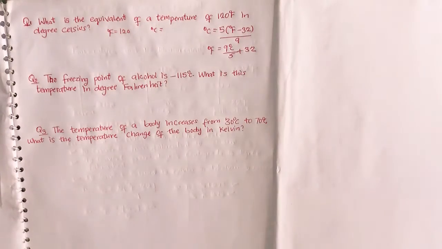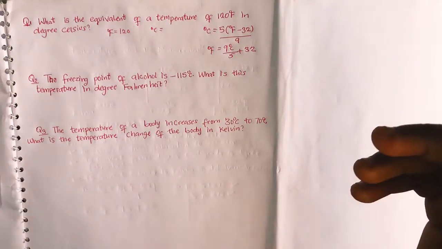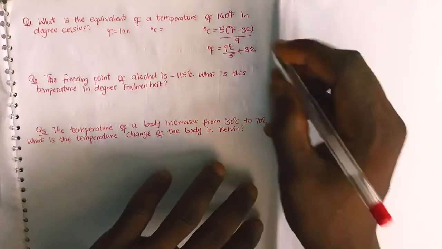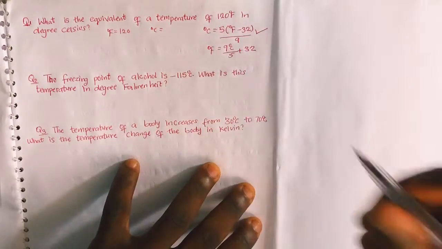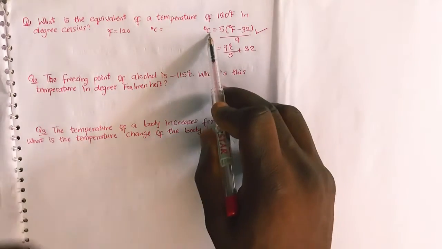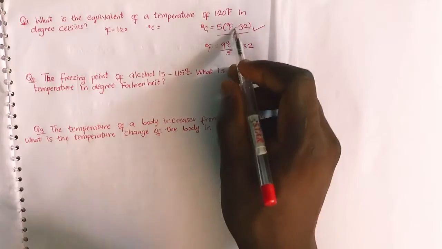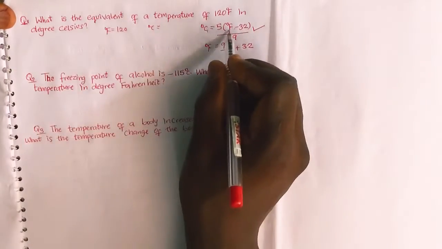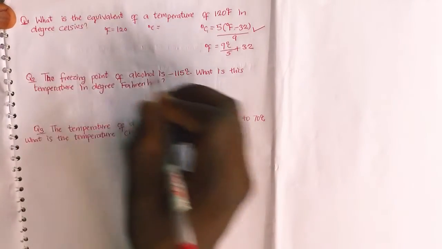Yes, you can use the two, but don't confuse yourself. In this case, you have to convert to degree Celsius. Why can't you just go directly and use this? This is the right one because you are asked to find degree Celsius. So using this, let's substitute the value of degree Fahrenheit inside the formula.